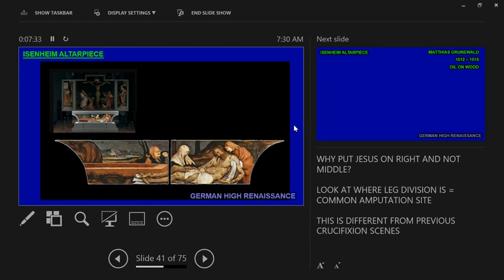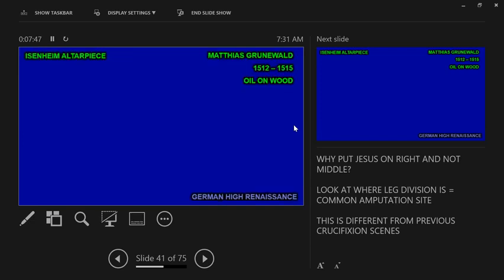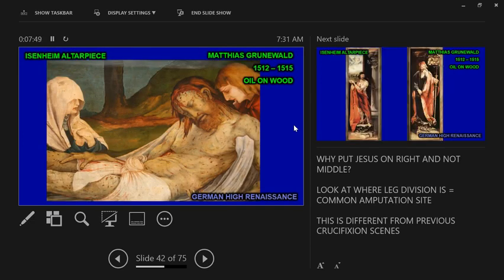So if you look at the composition here, it's very asymmetrical. Christ is on the right instead of in the middle, which is typical of Renaissance art. Everything's very balanced, but here it is pushed far to the right. Again, we have that St. Anthony's disease all over him.